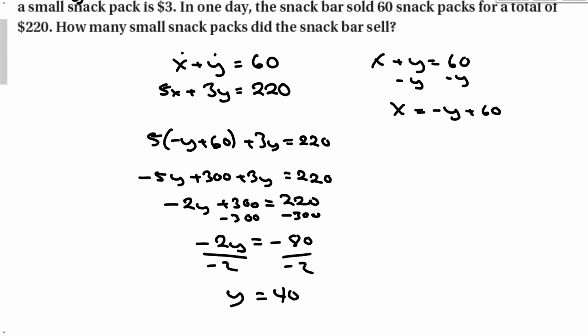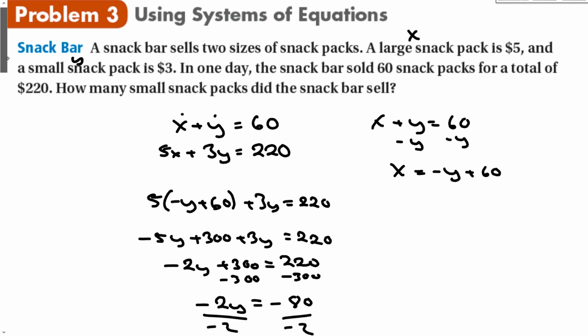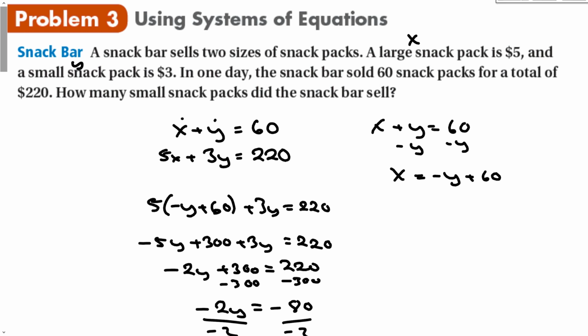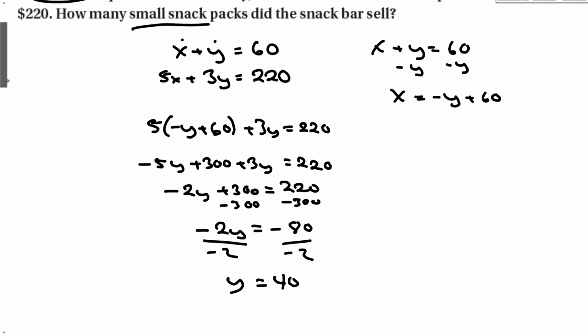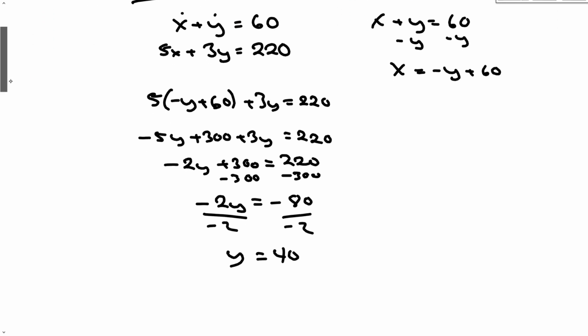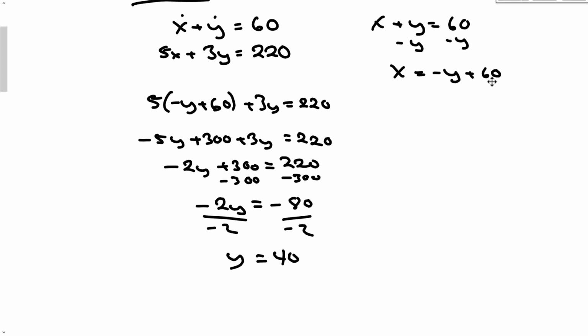Okay. And because I solved for y, which the question said small snack packs, and I made the small snack packs equal to y, I'm done. Okay? I don't actually need to go back and plug in for x. Now, if I had solved for x, then I would have had to have one more step and solve for y. And in case you wanted to know, they sold 20 of the large snack packs.